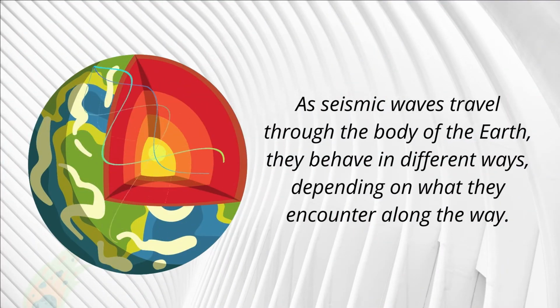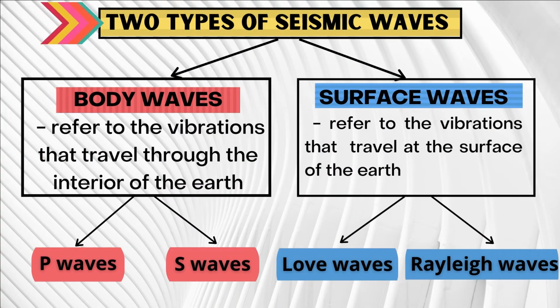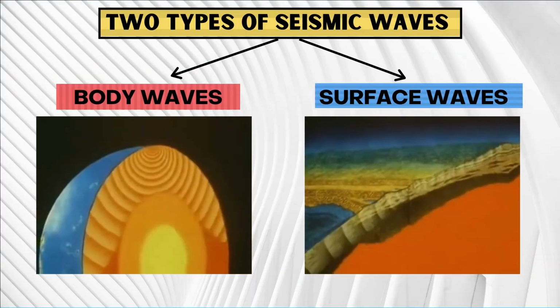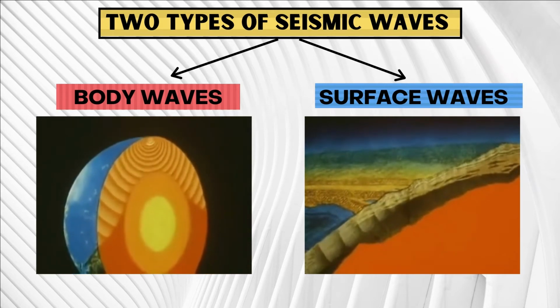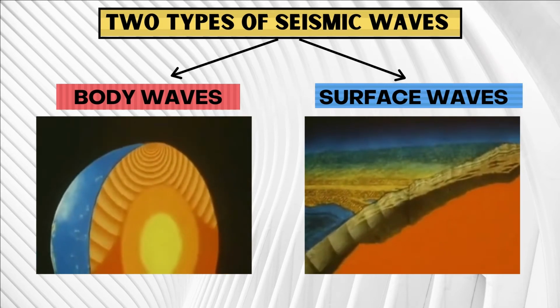As seismic waves travel through the body of the Earth, they behave in different ways, depending on what they encounter along the way. There are two types of seismic waves. Body waves refer to the vibration that travel through the interior of the Earth. Surface waves refer to the vibrations that travel at the surface of the Earth. Ano ang pinagkaiba ng body waves at surface waves? Panoorin natin ang pinagkaiba gamit ang mga video clips.